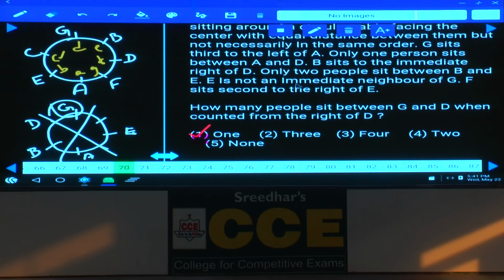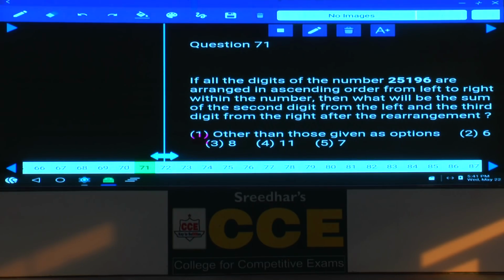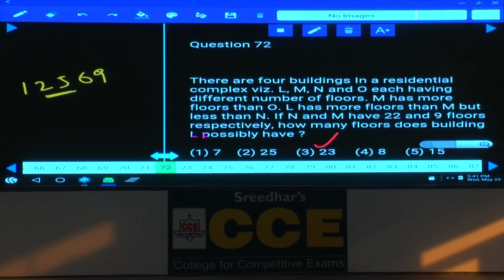Clear now? Now this is about question number 66 to 70. Then 71. In this 71, all the digits of the number 2, 5, 1, 9, 6 are arranged in ascending order. If they are arranged in ascending order, the number is 1, 2, 5, 6, 9. Then what will be the sum of the second digit from the left and third digit from the right? Second from the left is 2, third from the right is 5. 2 plus 5, the sum is 7. That is choice 5, 71.